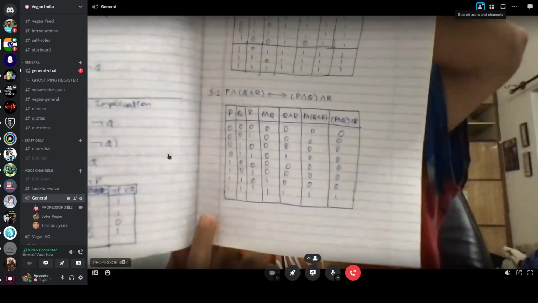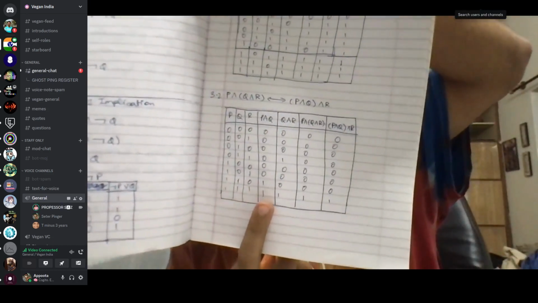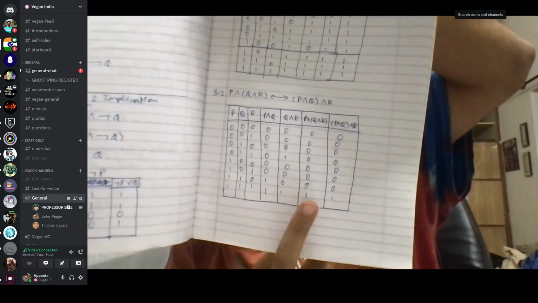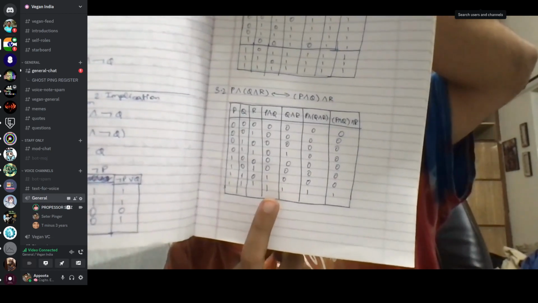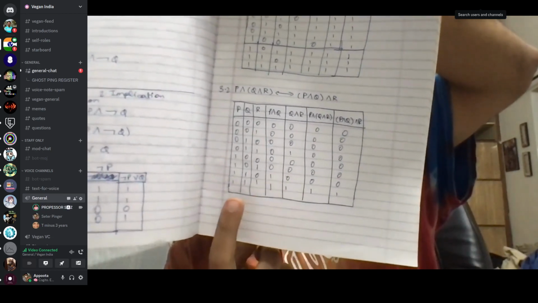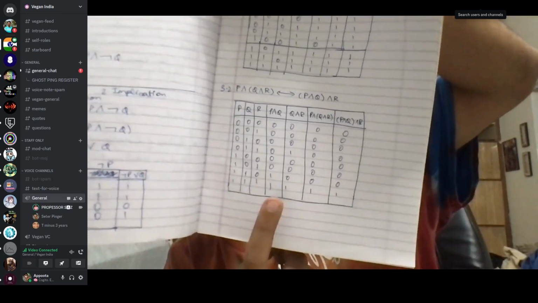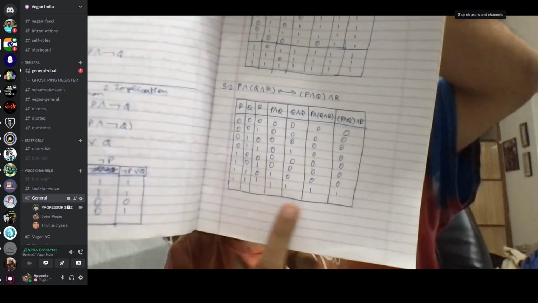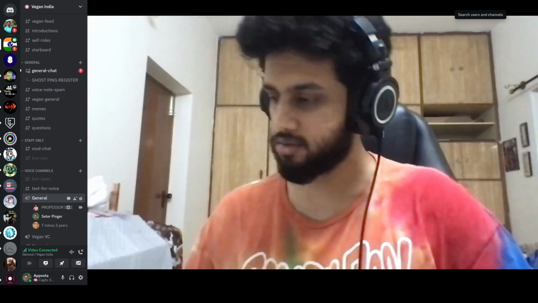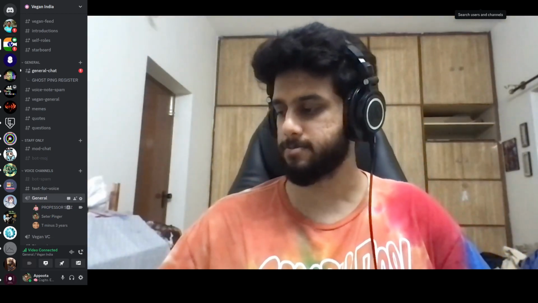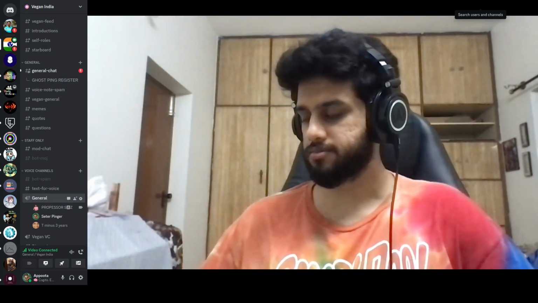So yeah, PQR, P and Q, Q and R, P and Q and R. Only these two are true. Similarly, this and this are true. Right. Almost looks like you inverted the table. Yeah, looks very similar to the other table, right?